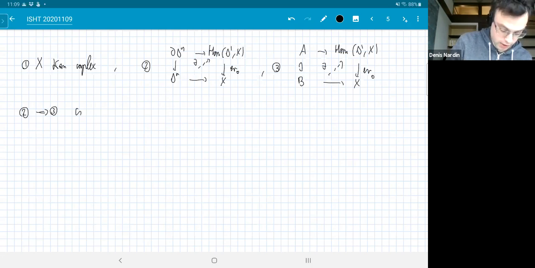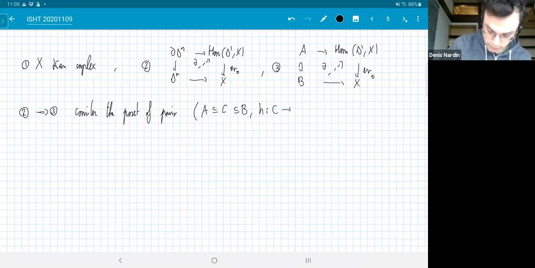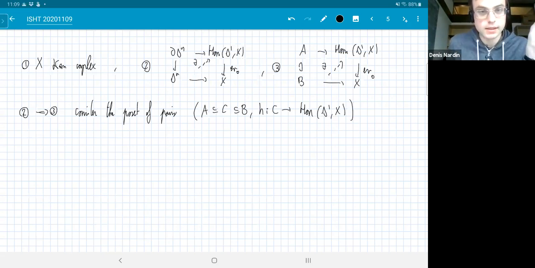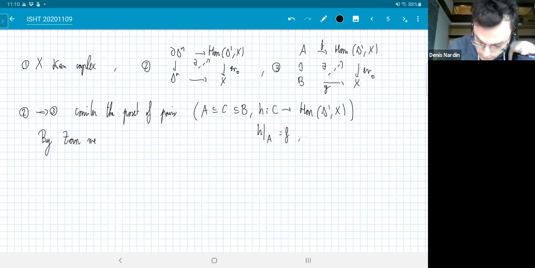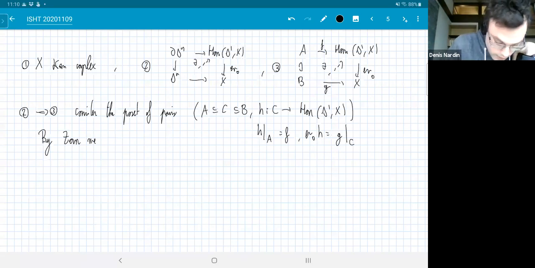2 implies 3 is again, consider the poset of pairs of intermediate guys together with a lift on the intermediate thing. As usual, I want to extend a lift from a subset to the whole thing. So we take a poset of all such extensions by Zorn. We find, so this requires that if this is F and this is G, the restriction to A is F and F composed with H is G restricted to C. By Zorn, we find a maximal element.